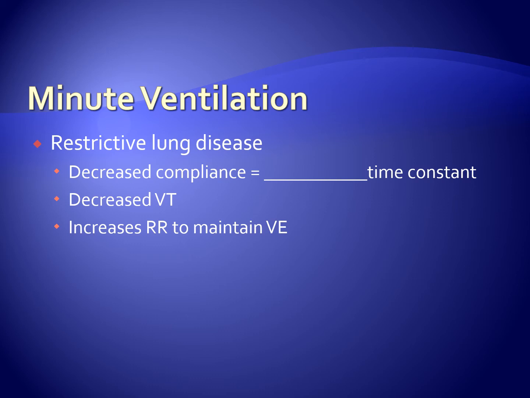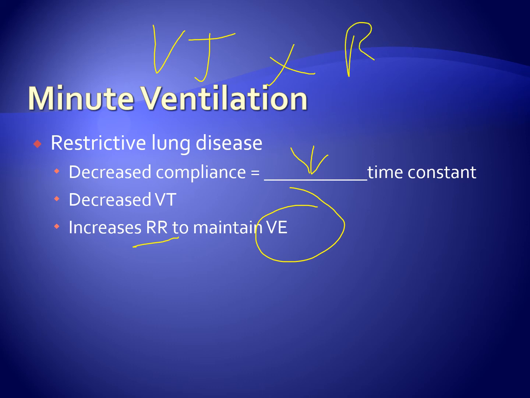So if we have decreased compliance, that means we'll have a short or decreased time constant, which means our tidal volumes are going to be very, very small, right? We can't expand that lung tissue much at all. So in order to have the same 5 to 10 liter minute ventilation, our body has to compensate by increasing the respiratory rate. Remember, minute ventilation is tidal volume times respiratory rate. So if our tidal volume decreases, in order to get the same minute ventilation, we have to increase our respiratory rate. I hope that makes sense.